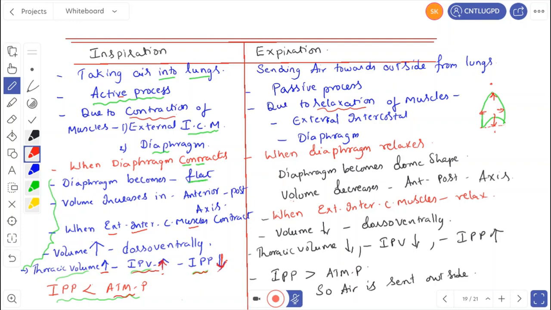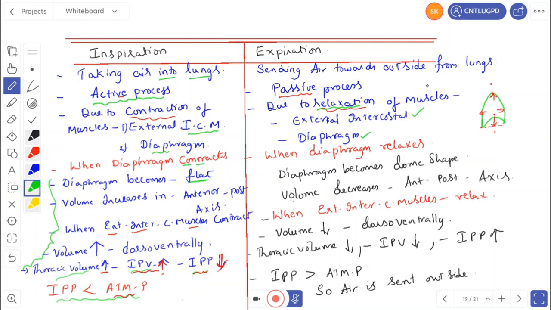We have to go quite the opposite for expiration. Sending out air is called expiration. Expiration is a passive process. Why am I using the word passive? Because relaxation of muscles occurs. When muscles relax, there is no expenditure of energy. Energy is not spent at all. So what are the muscles that are undergoing relaxation? The same ones: the external intercostal muscles will relax and the muscles of the diaphragm also relax.